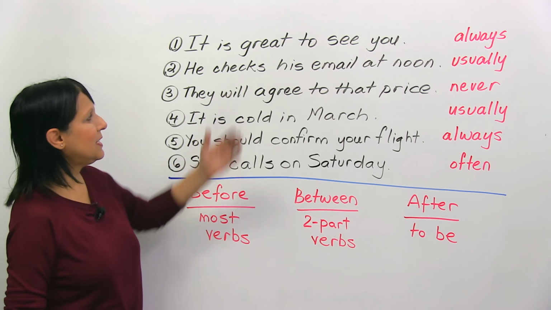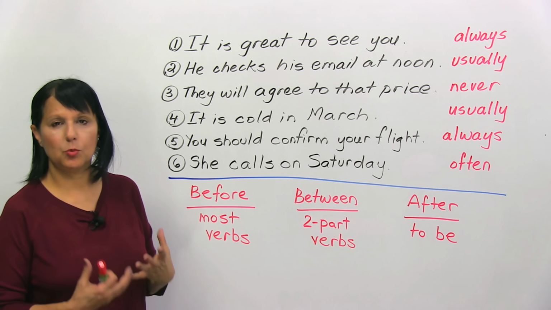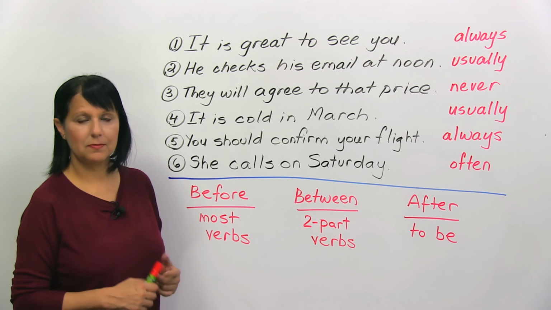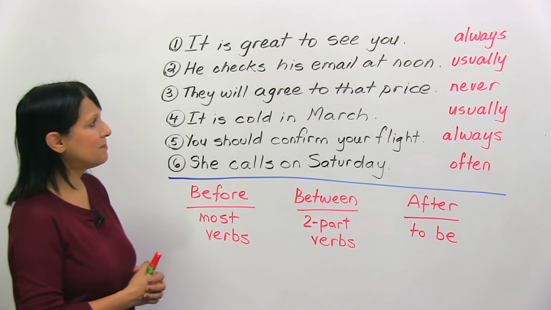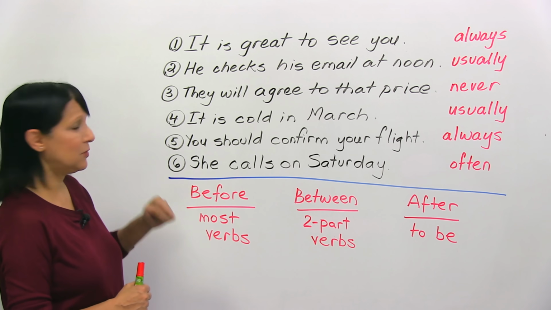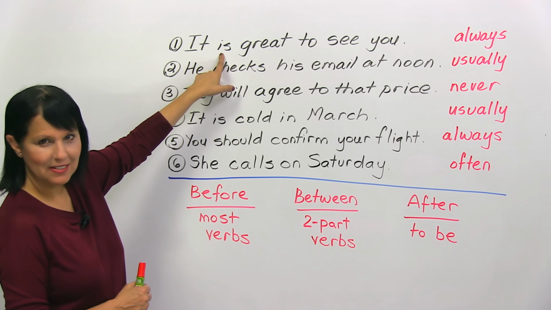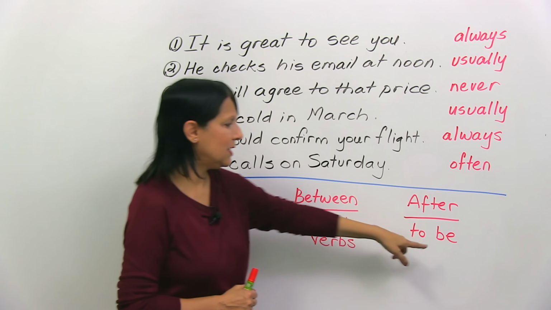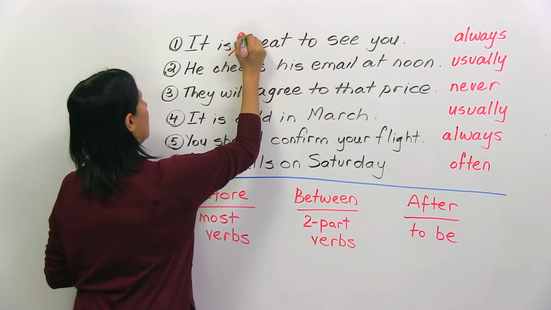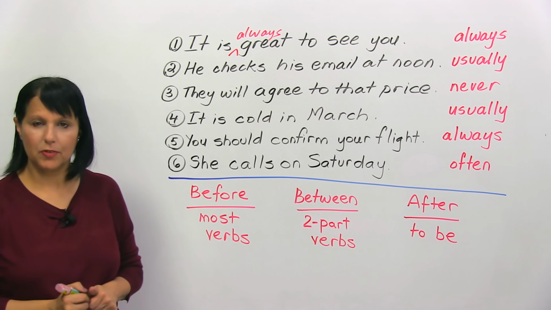Number 1, it is great to see you. So where could we put the word always? It is great to see you. Where can you put the word always? Think about it. So I'll help you analyze this one a little bit if you don't know automatically. Okay, so what's the verb here? Is, right? So after the verb to be, it goes after, right? So it is always. It's always great to see you.